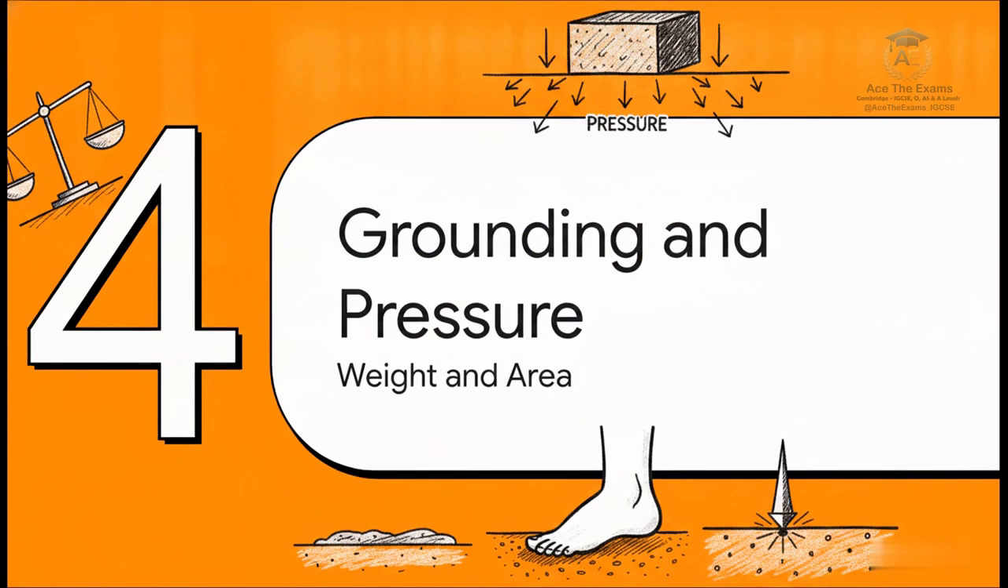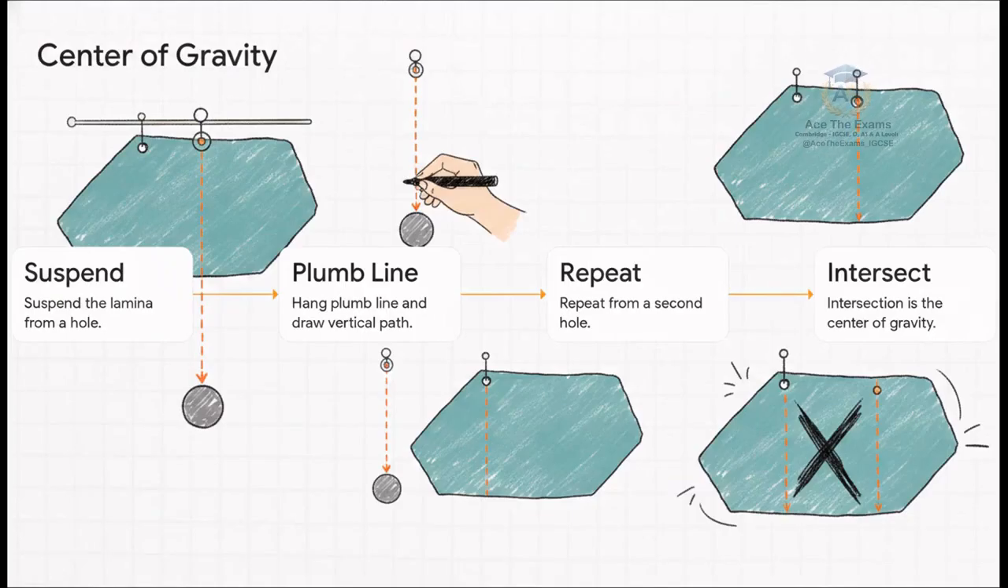Finally, we arrive at trial 4, grounding and pressure. This is all about investigating weight and area. So, the crucial point here is understanding how gravity acts on objects. Every object behaves as if its entire mass were concentrated at one single point, and we call that its center of gravity. But how do you find it for a weirdly shaped, flat piece of cardboard and a regular lamina?